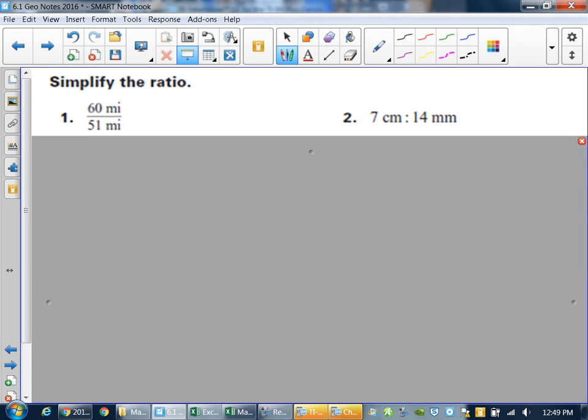If I wanted to simplify either one of those, I'm going to simplify 60 miles over 51 miles. Are they the same unit? Yes. That's the one thing you just have to be careful of. You have to be careful of the same units. And we have 3 calculators open.